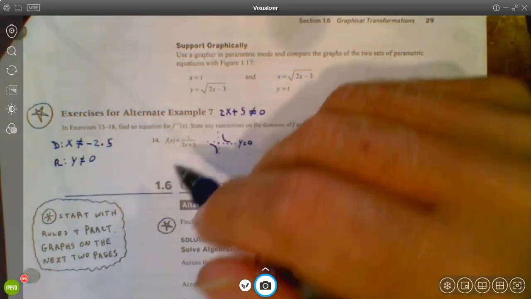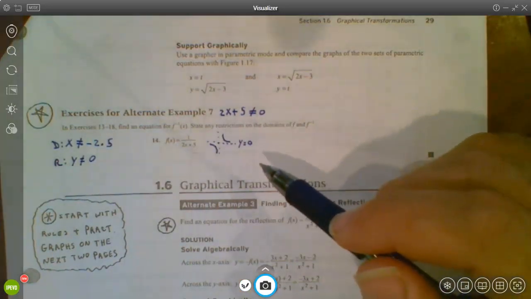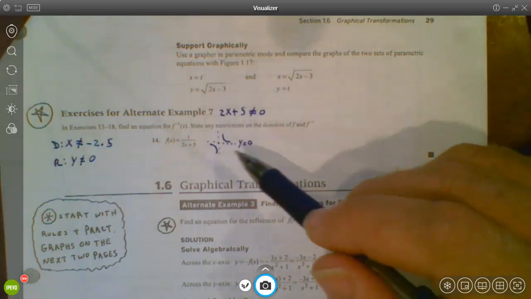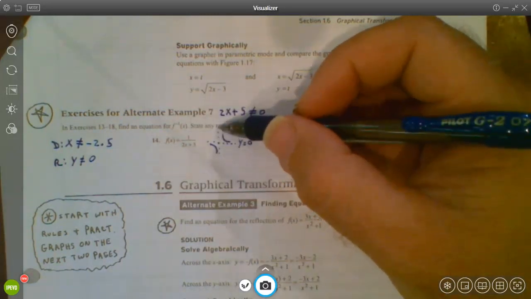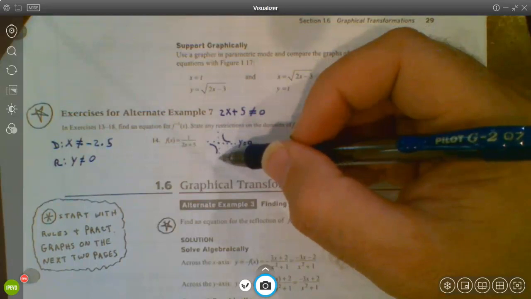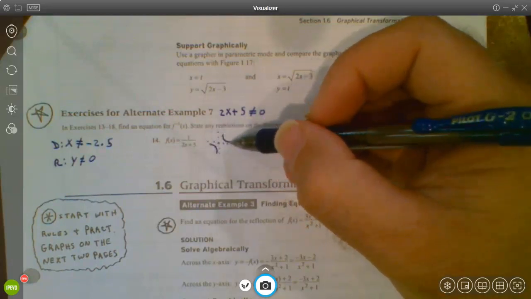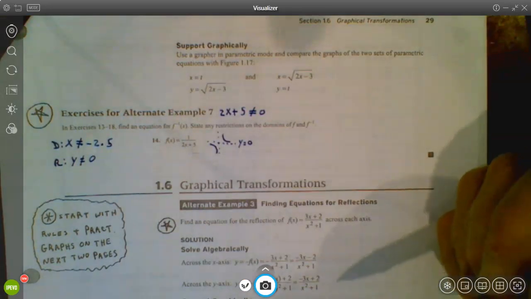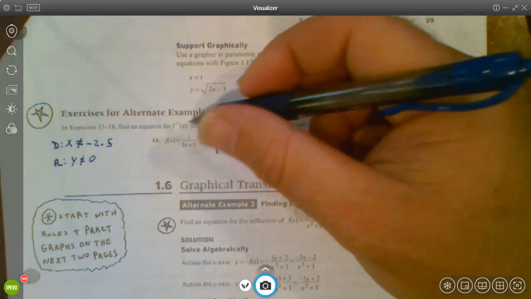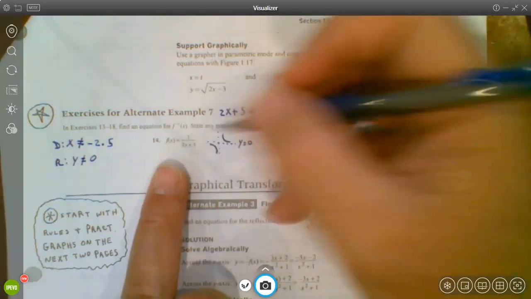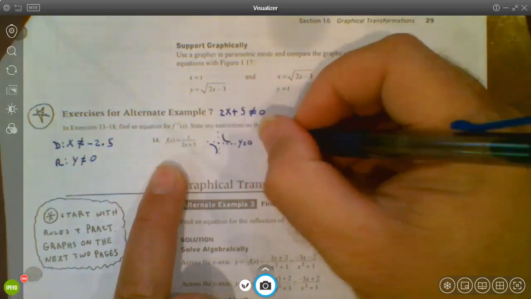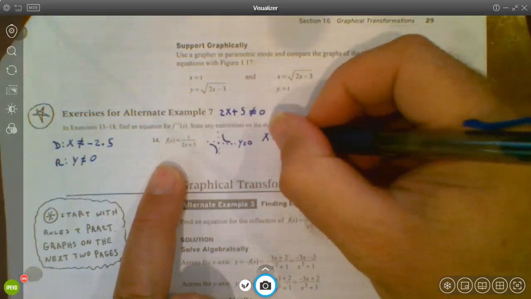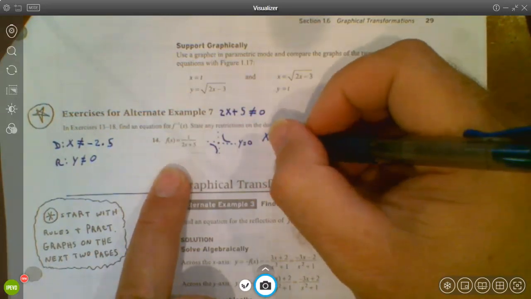So we already know the restrictions on the inverse function, right? These guys are going to trade places. This will become my horizontal asymptote. This will become my vertical asymptote, as we have these restrictions on the new graph. So anyway, let's go on to find the inverse. I'm going to switch my x and y. So it's going to say x equals 1 over 2y plus 5.